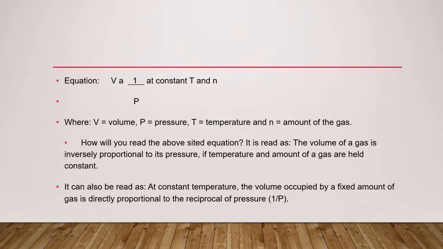If temperature and amount of gas are held constant, it can also be read as: at constant temperature, the volume occupied by a fixed amount of gas is directly proportional to the reciprocal of pressure, 1/P.